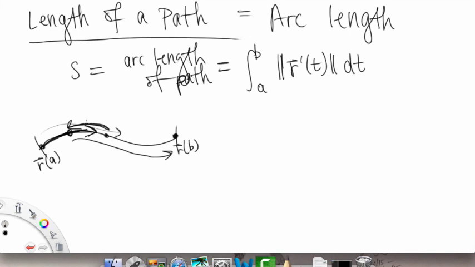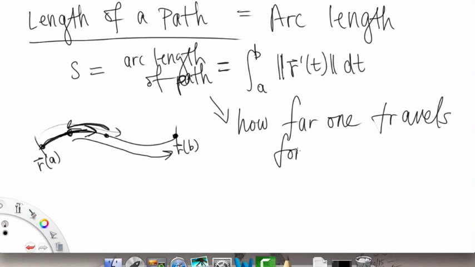Another way to phrase it is that this is how far one travels from t equals a to t equals b. Basically, if you're following r of t and you're walking as it tells you to, and you stop here, walking to the right, and then r of t tells you to walk back some, and then turn around again and continue forward, then that would be how far you traveled.